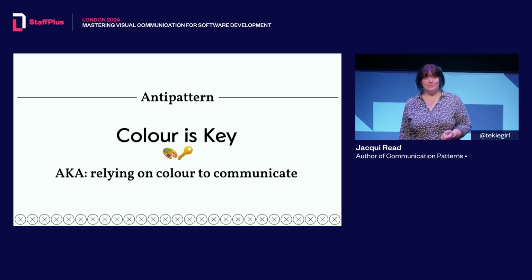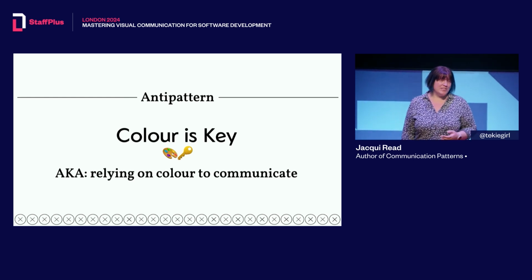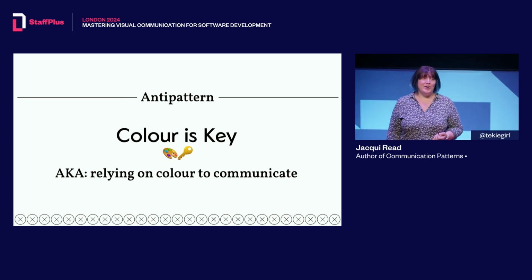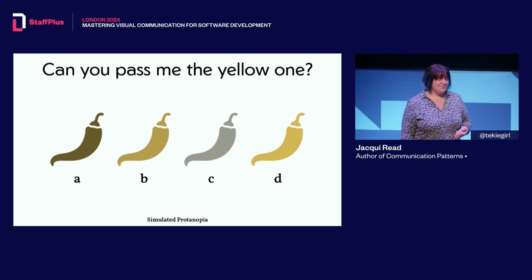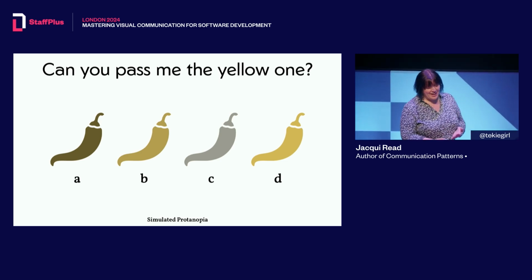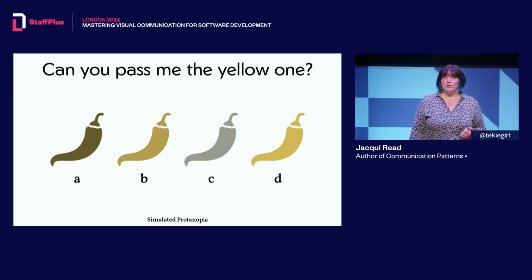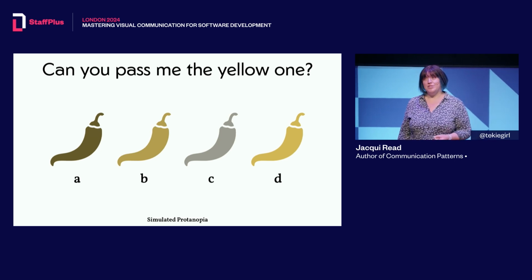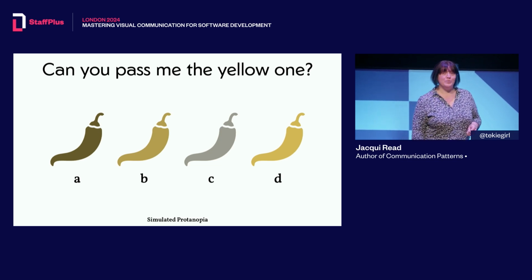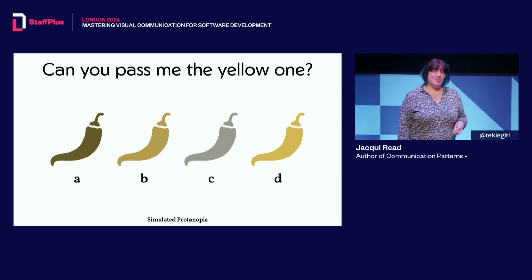Now here's another one. This one I call colour is key, also known as relying on colour to communicate. A lot of people end up doing this, but you've got to do some more work now, sorry. This is simulated protanopia, which is one of the different types of colour blindness. Only one of these is actually yellow, and I want you to tell me which one of them is yellow. So put your hand up if you think A is yellow.